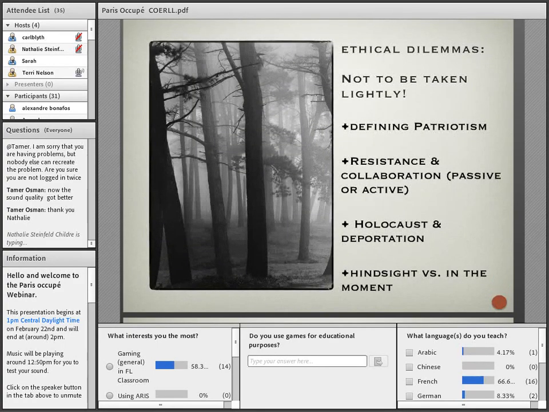And then there are all of the ethical dilemmas of this time period. What does it mean to be a patriot? Is it someone who fights with Pétain and the French government? Is it somebody who goes to England and fights with de Gaulle? Is it somebody who acts as a resistant, or is it somebody who collaborates? And then there's the question of the Holocaust and the deportation. And then finally, that whole sense of hindsight. It's easy for us to say now what people should have done, but what was it like for people in that time period to really think about it?